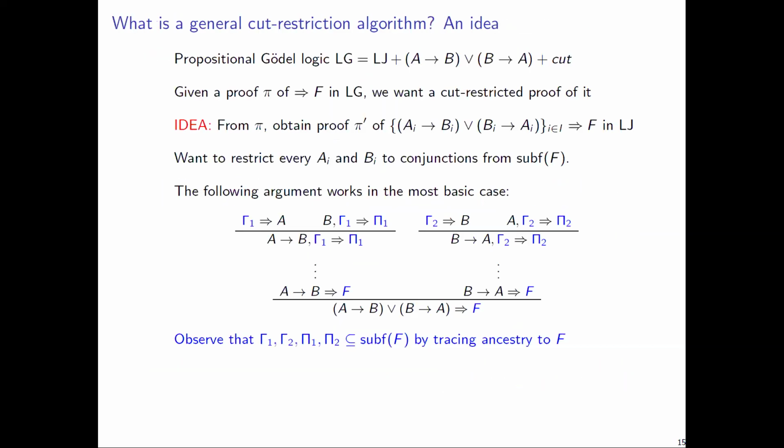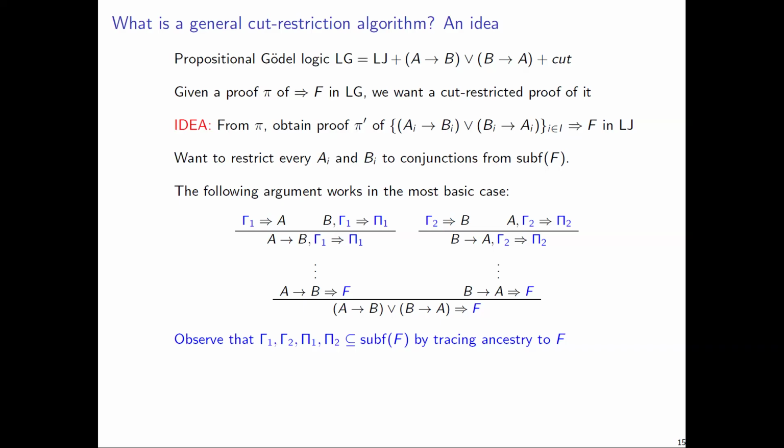Right. The final thing I want to bring up is I want to go a little bit ahead and talk about this general cut restriction algorithm, give you an idea of what I have in mind, what I would like. So here's the intermediate logic, Gödel logic, which is intuitionistic logic plus some axiom, plus this particular axiom. You gave me a proof of F in this system. We want a cut restricted proof, right? Because no one said cut is not eliminable here, in fact, right? But I want to restrict the cuts. Which means that from pi, I want to obtain a proof of pi prime.